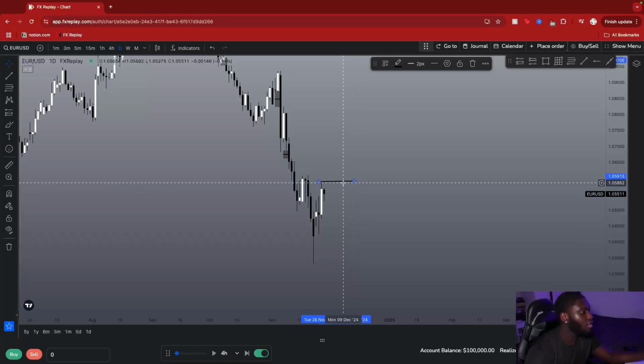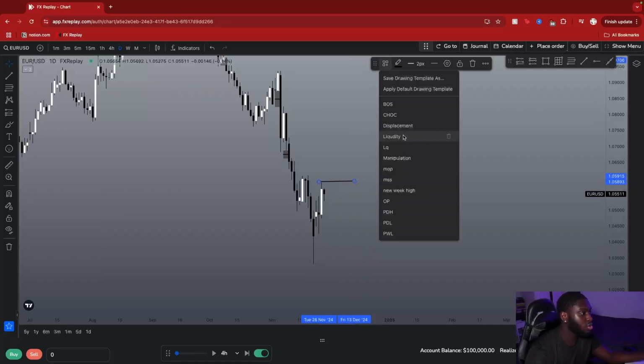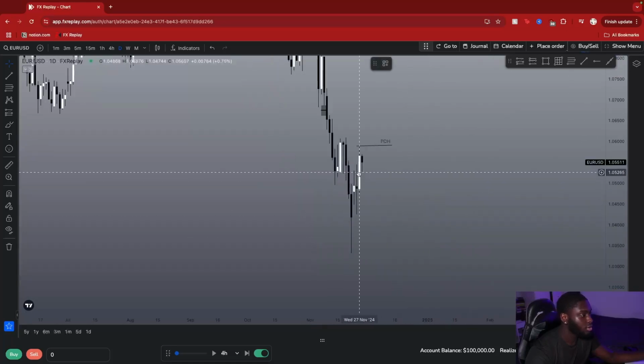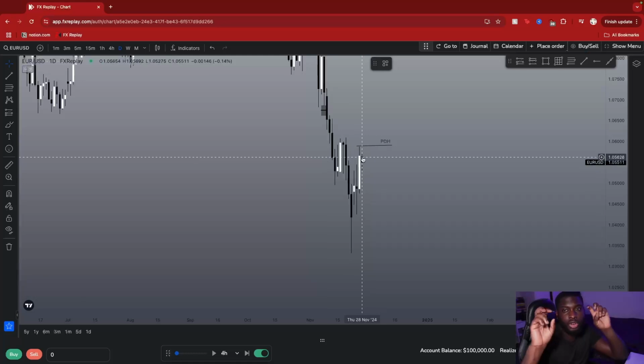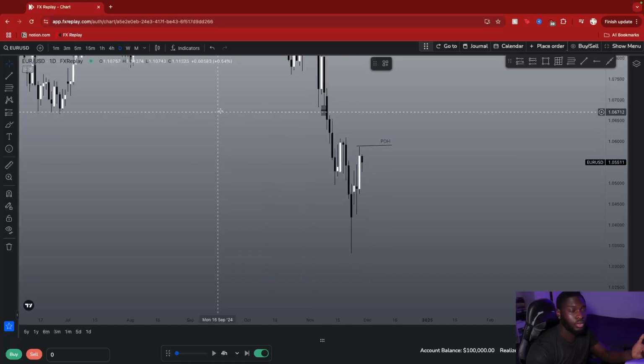Okay, so we mark out a daily high, the previous day's high, which shows us we are going to be bullish because we closed above this previous day's high. This is the day we're trying to predict the bias on. So look at this previous day. We're aiming bullish, we know that.